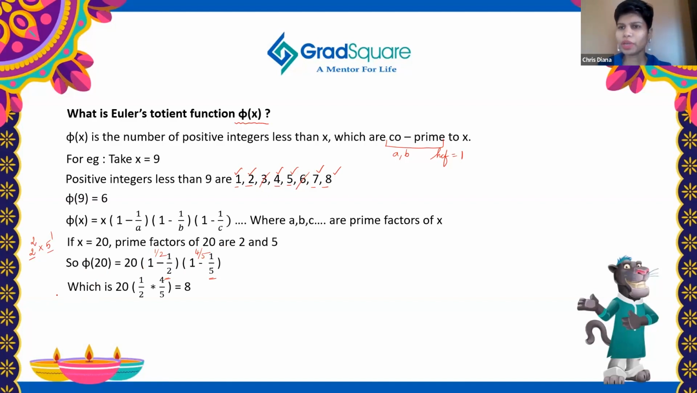Now you randomly take a few numbers and try getting the Euler's totient function of those numbers. And here for phi of 20, we have come down to 8. So we'll remember this for the next slide. Phi of 20 is going to be 8.